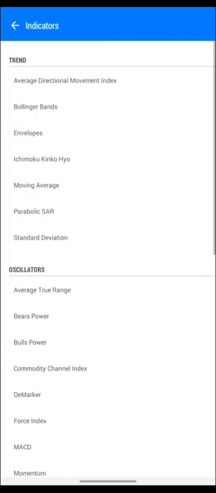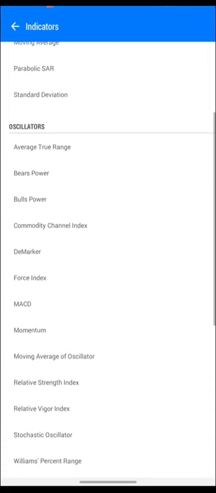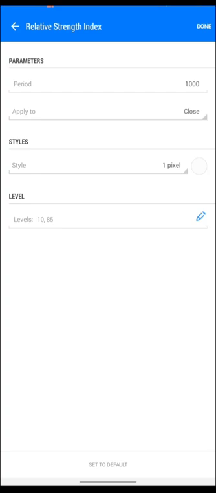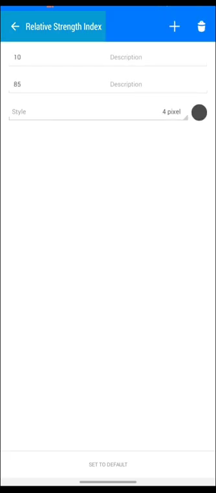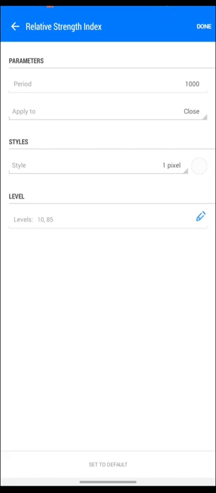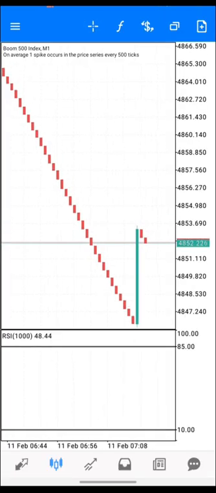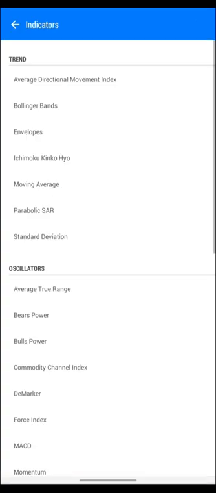So let's start by putting the Relative Strength Index, the RSI. You put period 1000, apply to close, style 1 pixel, and then levels 10 and 85. After setting everything, you press done. Okay, this is indicator window one, and then the second indicator is the exponential moving average.